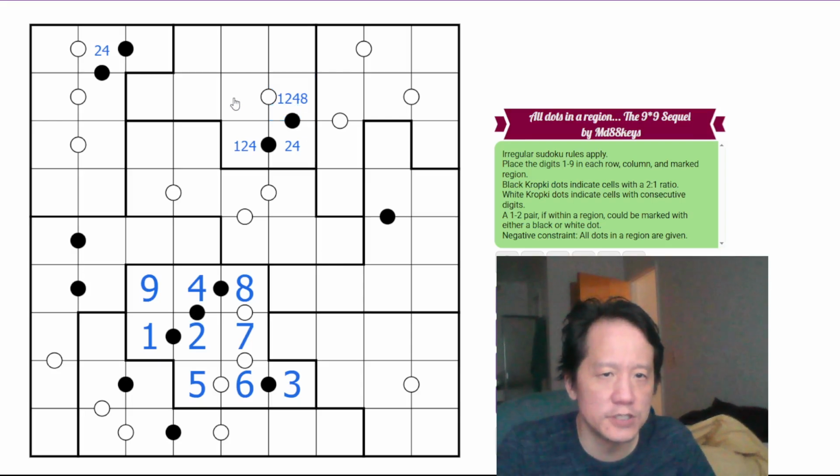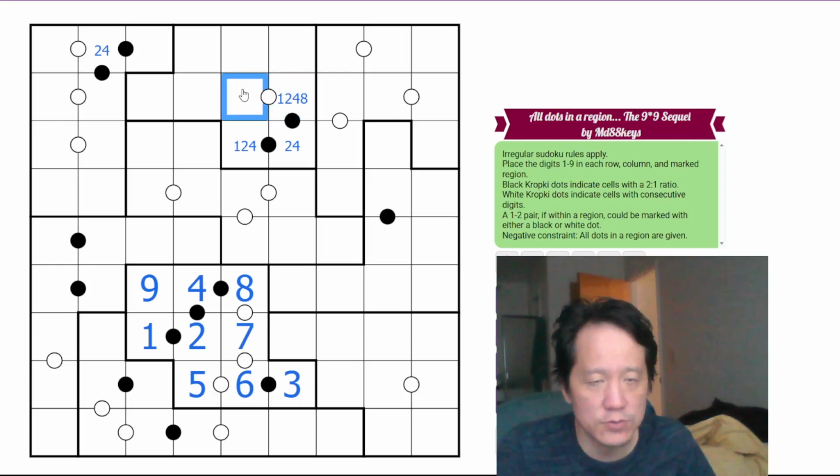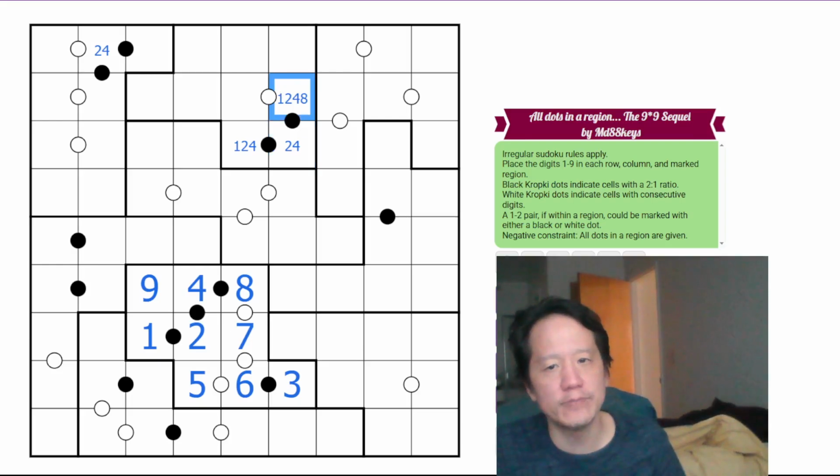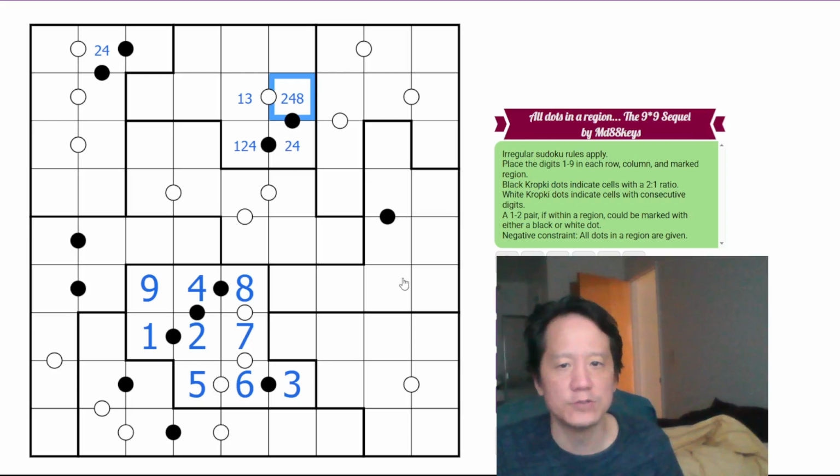Okay, this digit is consecutive with that. If this were 1, this would have to be 2. But then this would have to be 1 and 2, because that 1 is only in a 1-to-2 ratio with 2. So this cannot be 1 here. If this is 2, this could be 1 or 3. That's fine. If this is 2, this is 4, would have to be 8. So this cannot be 2 then. So this cannot be 2, so this can't be 1.